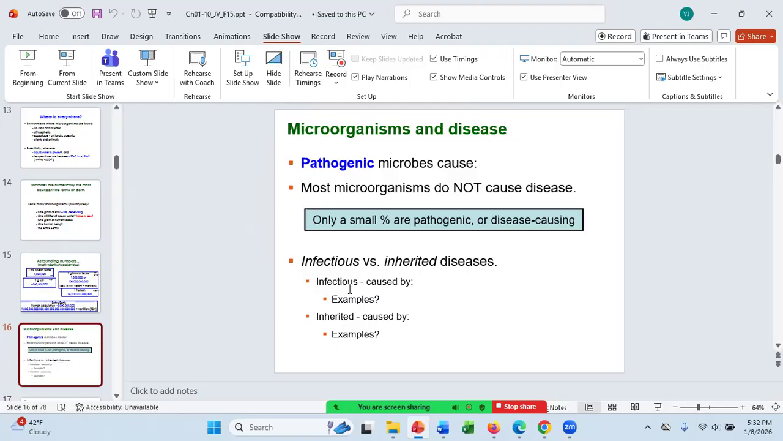MRSA. Oh yeah, MRSA, generally causing a skin disease, or if it gets in the blood, causing a blood infection. MRSA can get in other parts of the body too, but usually the skin. Can anyone name another infectious disease? AIDS? Yeah, HIV causing AIDS would be another infectious disease. Can anyone name an inherited disease? Some disease that somebody is born with?